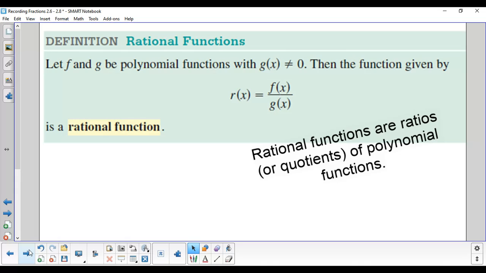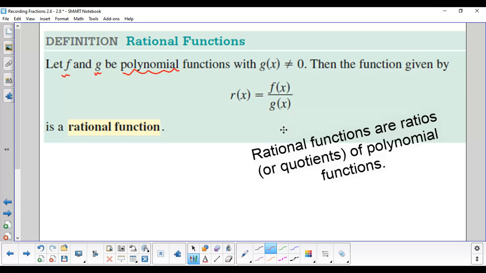A rational function is basically defined as the quotient or the division of two polynomial functions. So notice that in this definition, g and f are both going to be considered a polynomial function. That means that its exponents are all going to be integers and they're going to be positive.